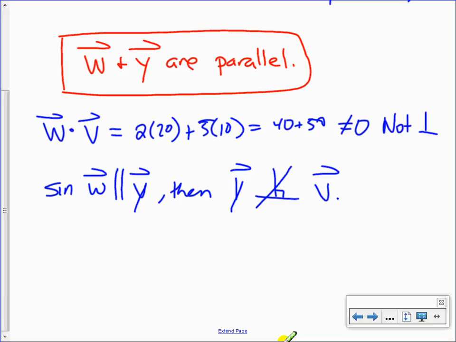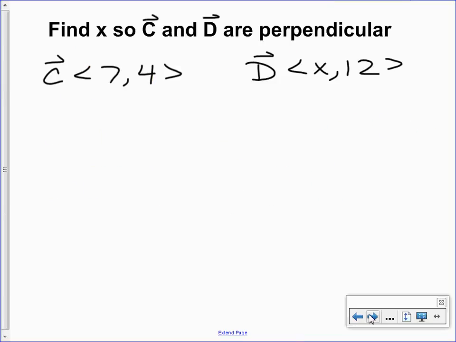Here's a classic IB question. You have two perpendicular vectors, and you're missing one of the components. What do we do? Set the dot product equal to 0. How do you do that? Since we know they're perpendicular, that means the dot product of C and D is equal to 0.